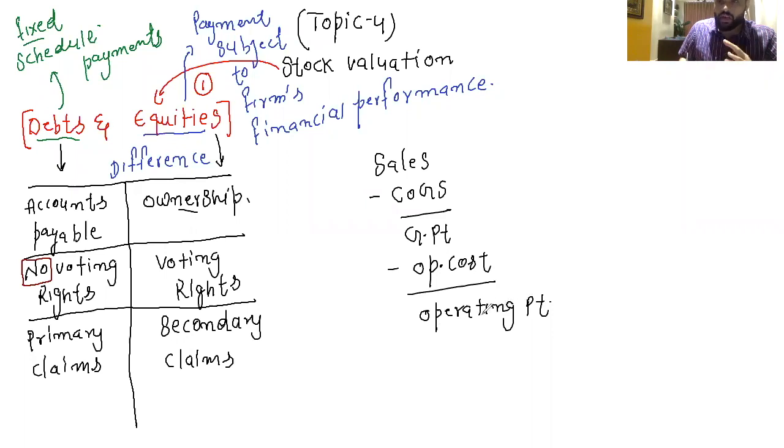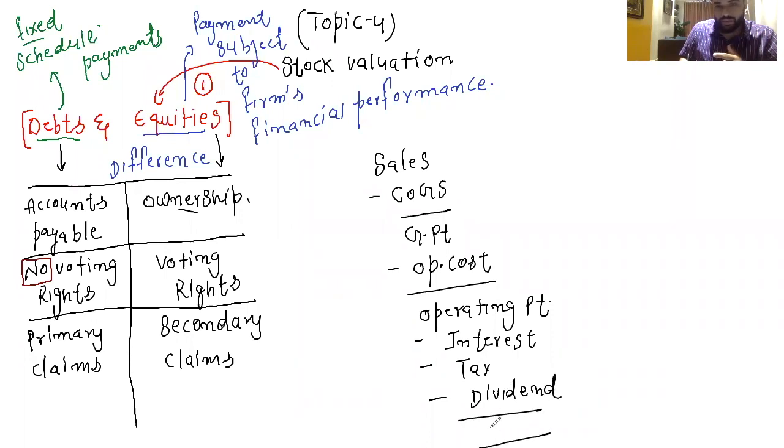From this operating profit, we are going to minus some non-operating cost. Non-operating cost is any kind of cost which is not related to the company's marketing, production, or selling products, like interest. We minus interest, then we minus tax, and then we minus dividend. Then we get net profit or net loss, whatever. Let's assume profit. These kinds of costs are known as non-operating cost.